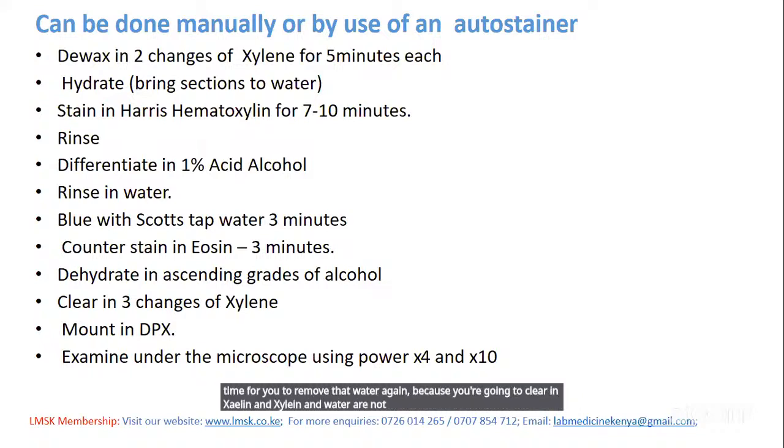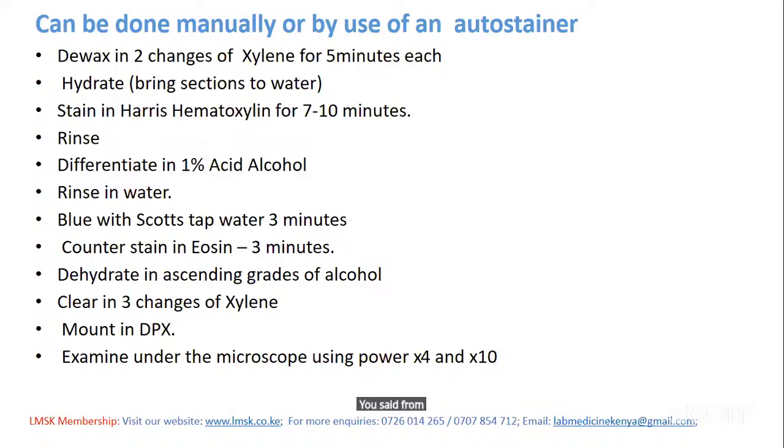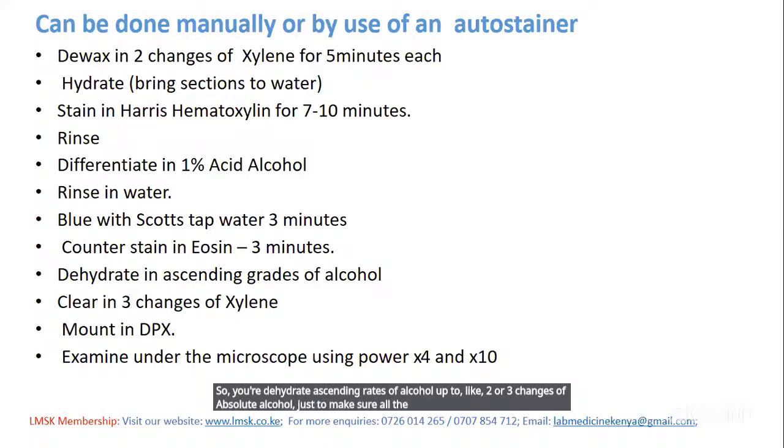So you're going to dehydrate again, now using the ascending grades of alcohol. You start from 70. Why 70? Because the eosin used is normally prepared using 70% alcohol. So you dehydrate in ascending grades of alcohol up to like 2 or 3 changes of absolute alcohol, just to make sure all the traces have been removed.